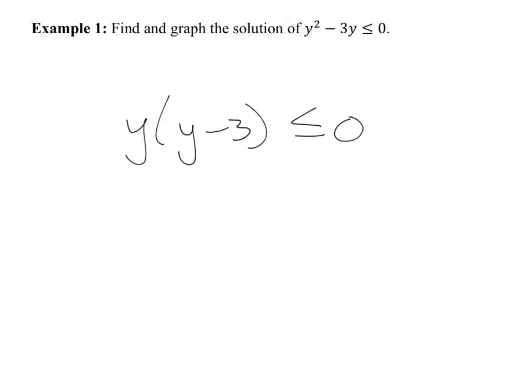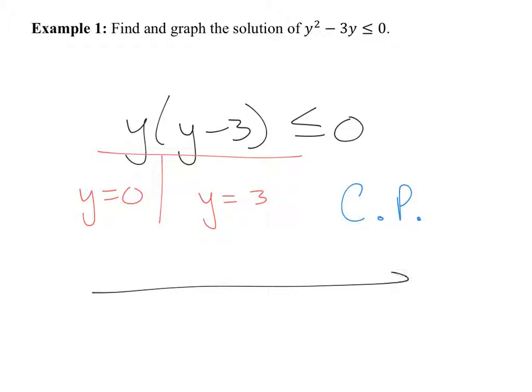A very simple example. Next, I would solve this like it's an equation. This would give me y equals 0. This would give me y equals 3. These are not my answers. These are, again, critical points. Critical because those are your points that separate your regions. Those give you the boundaries for each region.